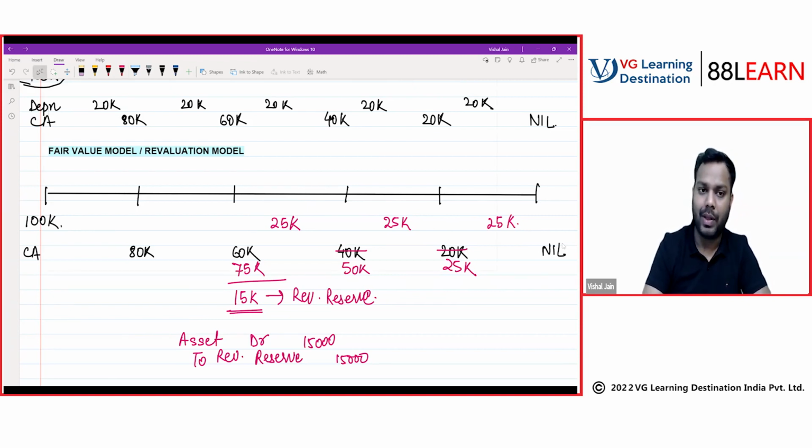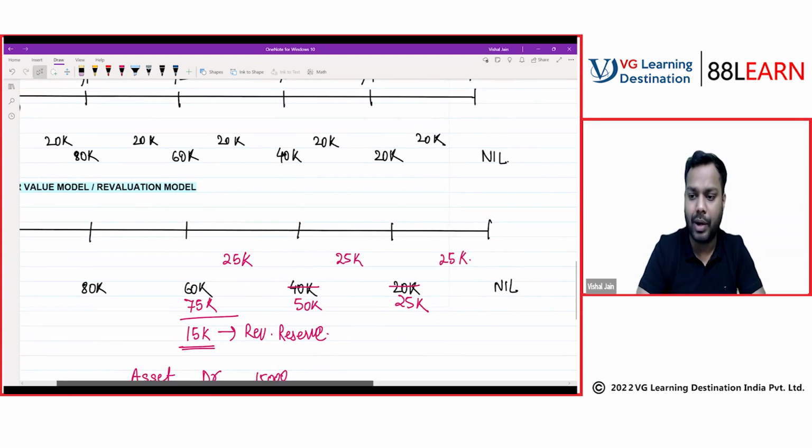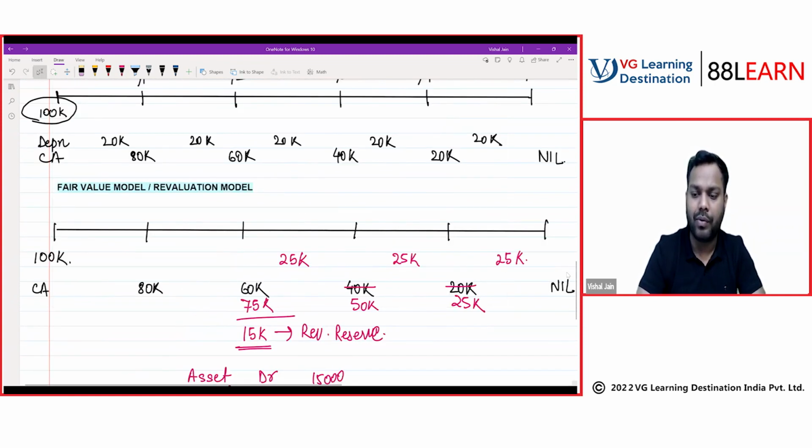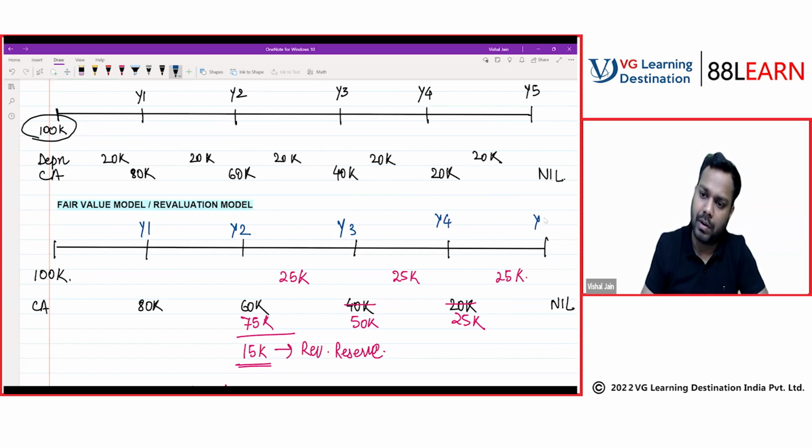Now again there is a catch. There is one more adjustment. See, at the end of year 4, again the fair value changes. So at the end of year 4, what is the fair value? 35,000. So let me change my pen. Okay, now at the end of year 4, so this is year 1, year 2, year 3, year 4, year 5. So again here the fair value is 35K. So what is the difference? 10K. This 10K will be transferred where? Revaluation reserve. Right? Now what is the depreciation for this year? The depreciation will be 35K, and 35K minus 35K is nil.